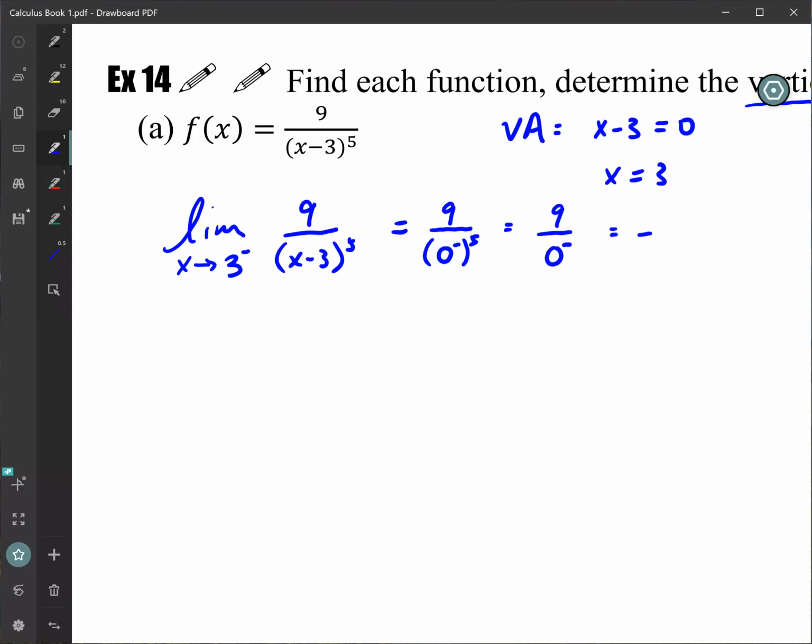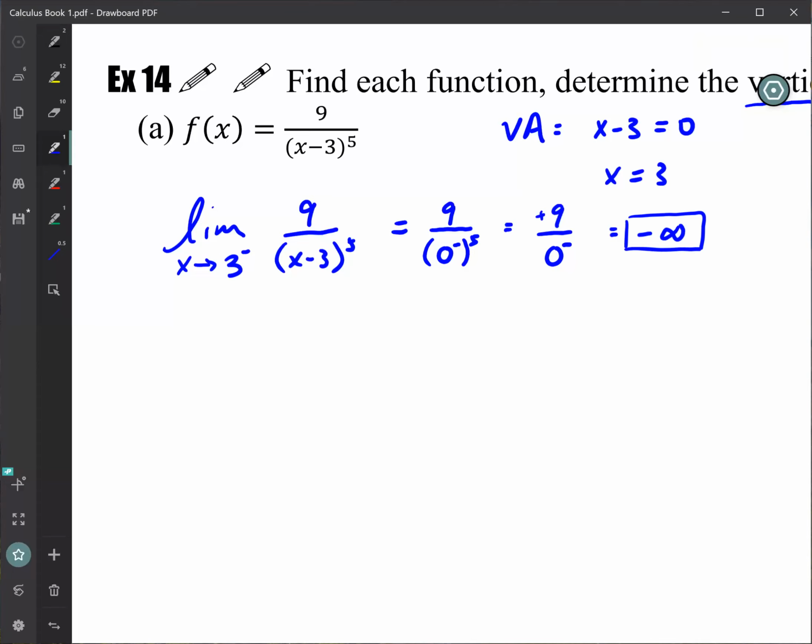It gets bigger. Yeah, very big, okay? You can try with a calculator, 9 divided by 0.000000001, right? So it will be infinity, but since the top is positive and the denominator is negative, you get negative infinity.